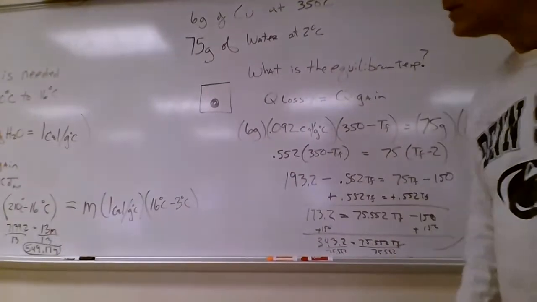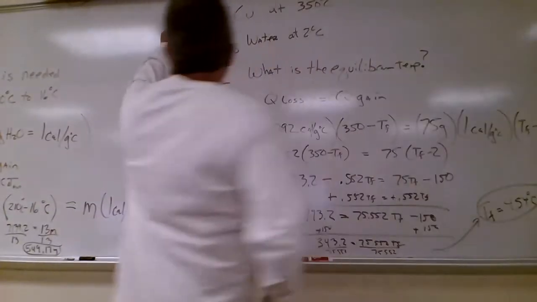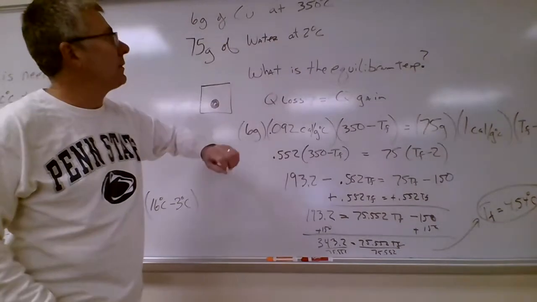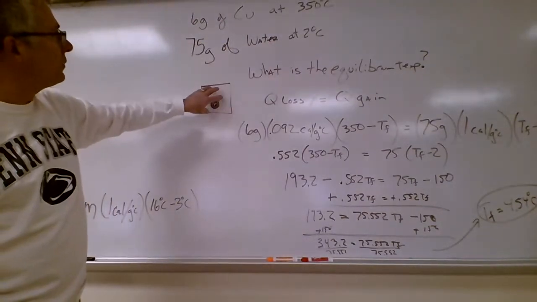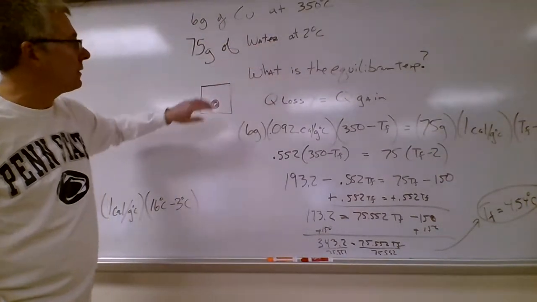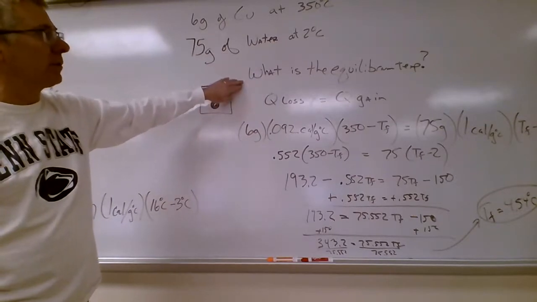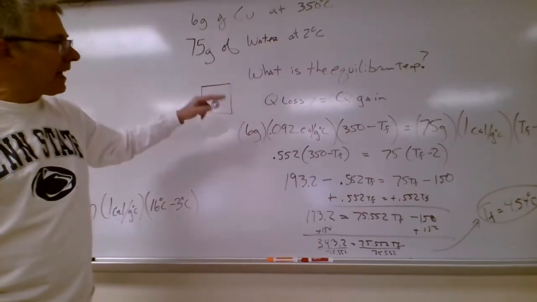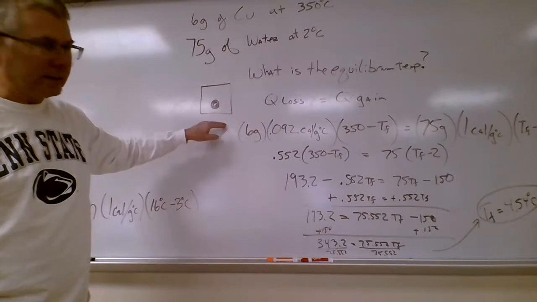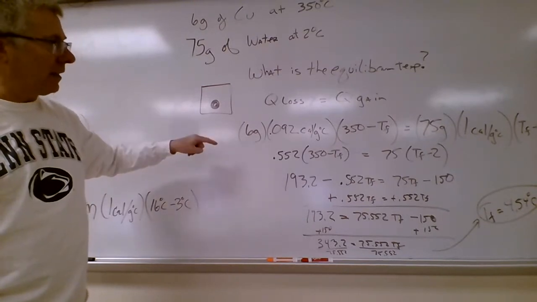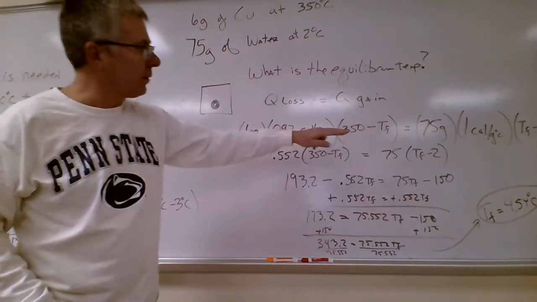Next one is right here. Zoom that down so you can see it. You've got 6 grams of copper at 350 degrees Celsius. We drop it into 75 grams of water at 2 degrees Celsius. We want to know what the equilibrium temperature will be. This is the hardest question, I think, on the test because of the math. And I'm going to walk you through this.